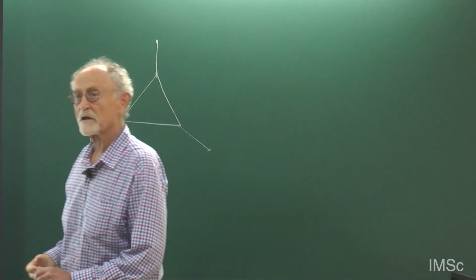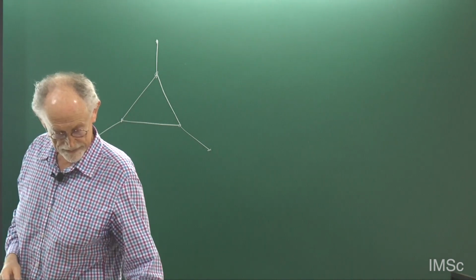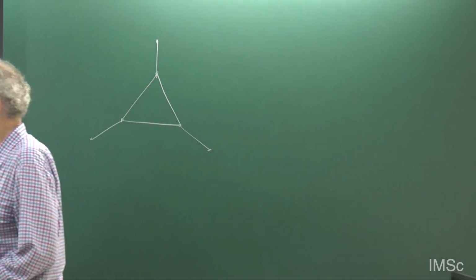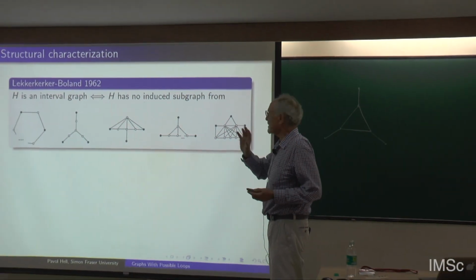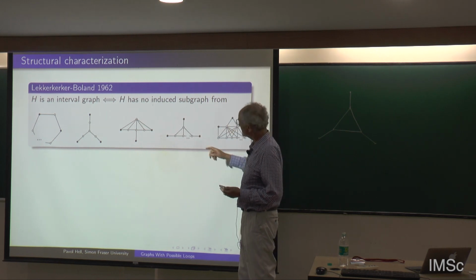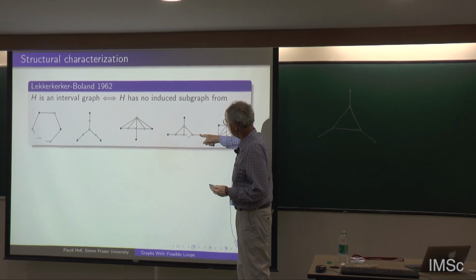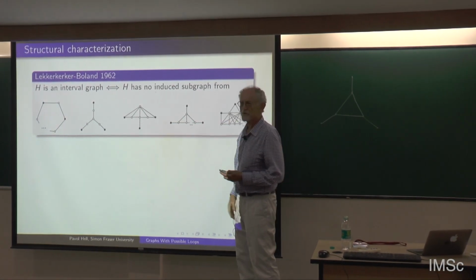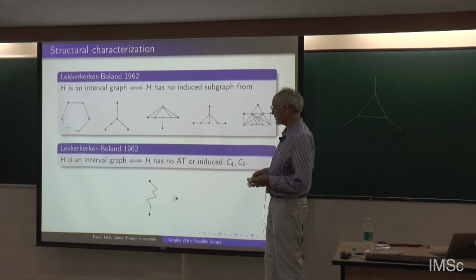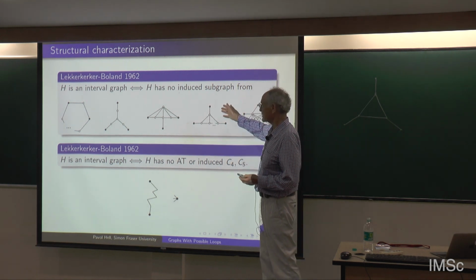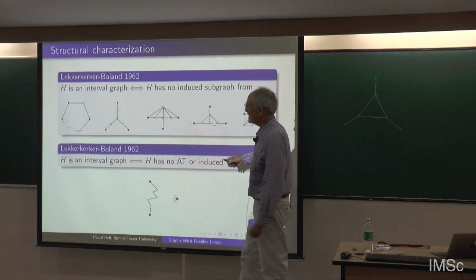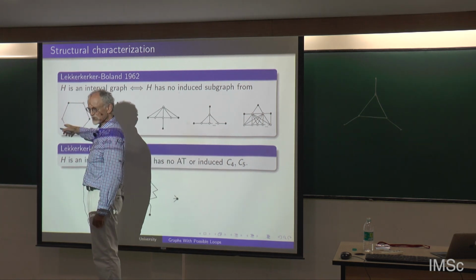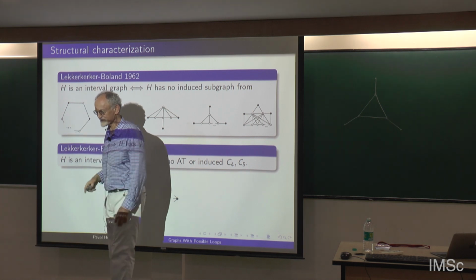You probably know the Lekkerkerker-Boland theorem in a different formulation, but actually this is the one that they started with, and then they noticed that in proving that all these are forbidden, they always use the same kind of argument. They focused on 3 vertices, and they said you can go from any one of them to any other without coming through a neighbor of the 3rd vertex. So this is what they called an asteroidal triple. And in fact, it turns out that equivalent to this is a characterization of interval graphs in terms of the absence of asteroidal triples and induced cycles C4 and C5. Why do we worry about C4 and C5? Well, if the cycle is long enough, you have an asteroidal triple, but if it's not long enough, 4 and 5 don't give you 3 vertices.